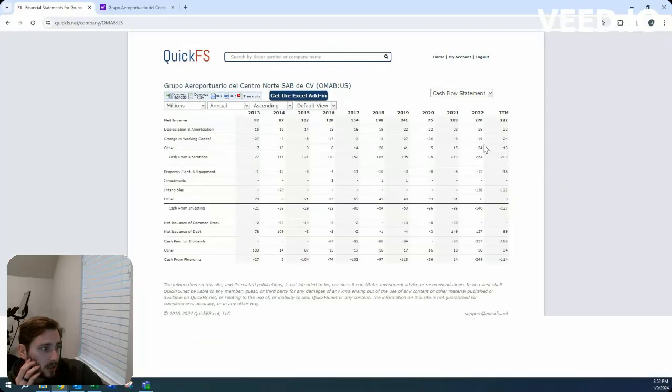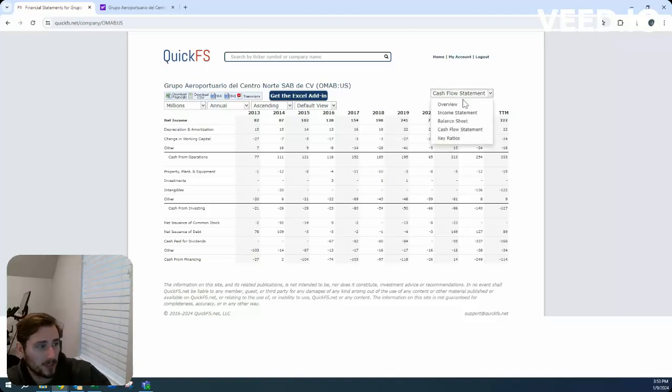Free cash flow, five-year average, maybe $150 million. That looks like very low capital expenditures for something in the airport industry. That's interesting, but very, very consistent cash flow, and the payout of $168 million is a huge amount of their cash flow.